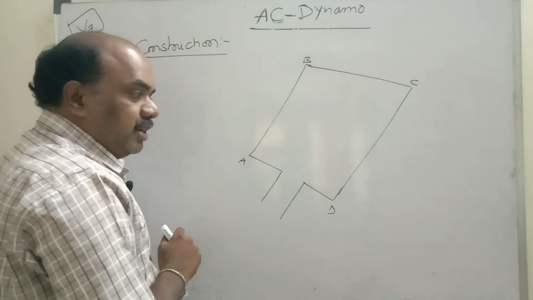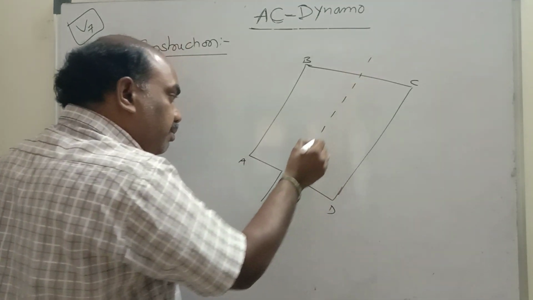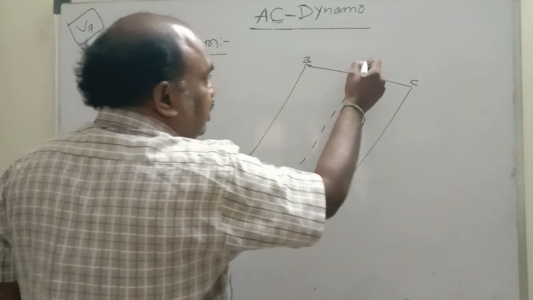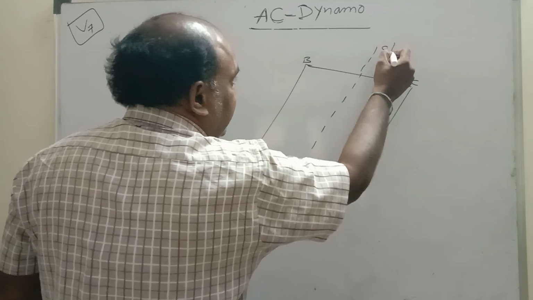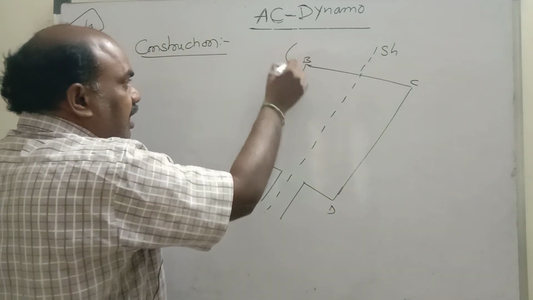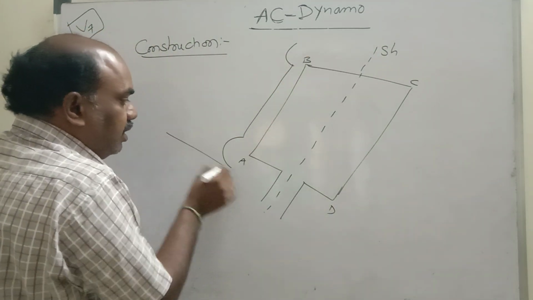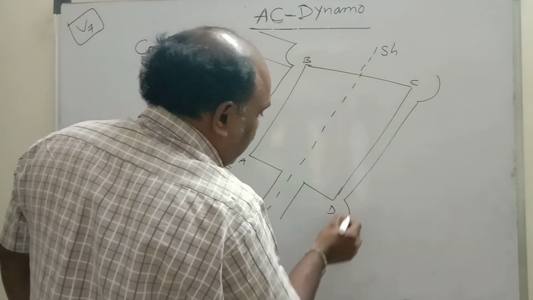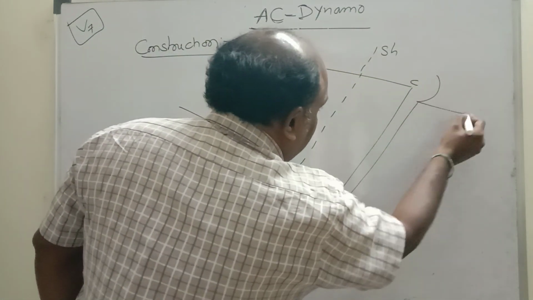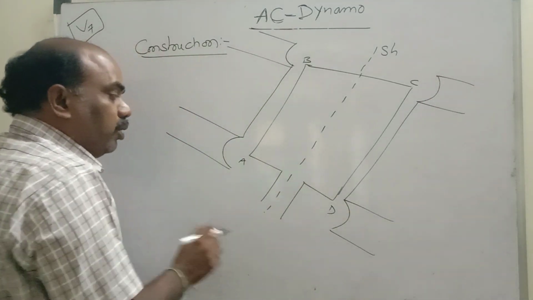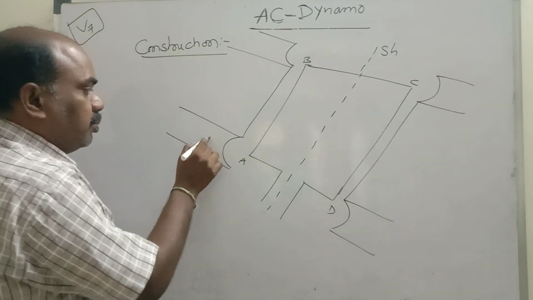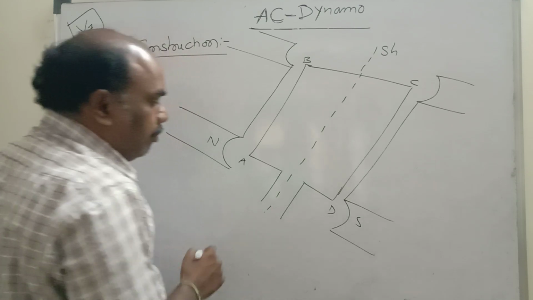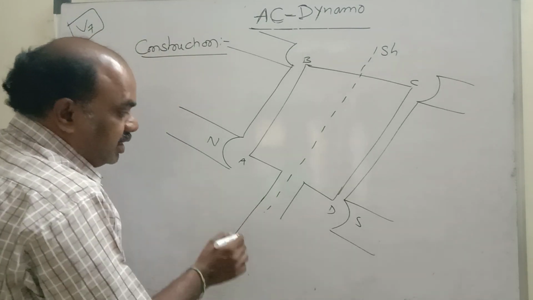Here ABCD is the armature. This armature is mounted on a metal rod called the shaft, SH. This armature and shaft are fixed between two horseshoe magnetic poles. This is a single horseshoe magnet. Every magnet consists of two poles. Let us consider this is the north pole and this is the south pole.